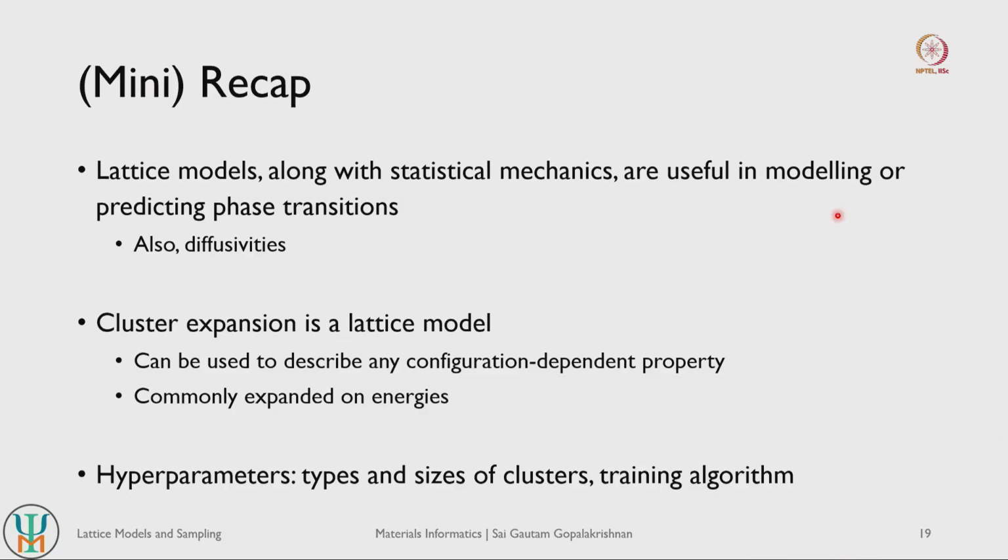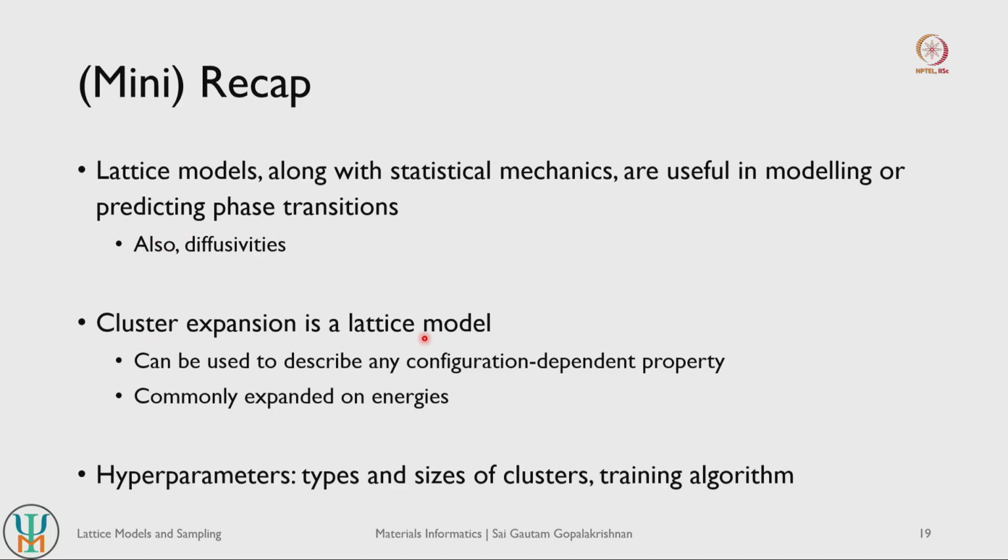In today's lecture we will be continuing our discussion on lattice models and sampling techniques and focus more on the sampling techniques. So just as a recap of what we discussed in the last lecture, we looked at lattice models and their application. So they can be used for modeling or predicting phase transitions and also diffusivities in different systems.